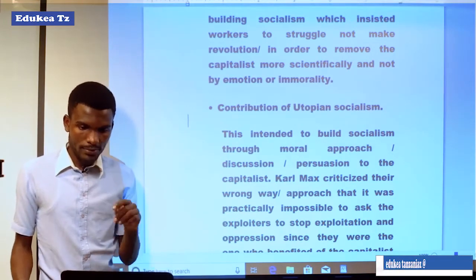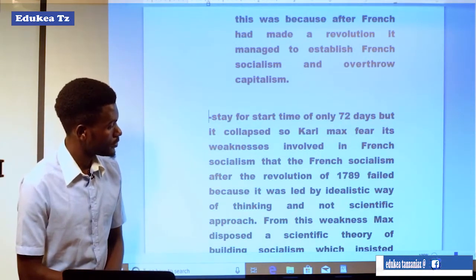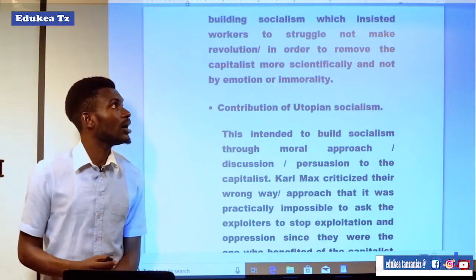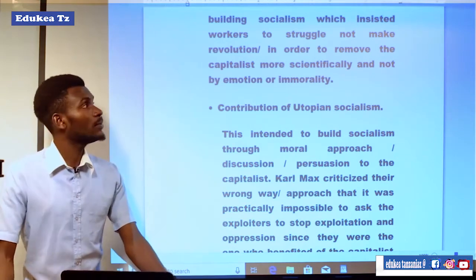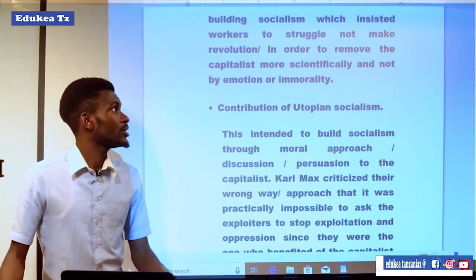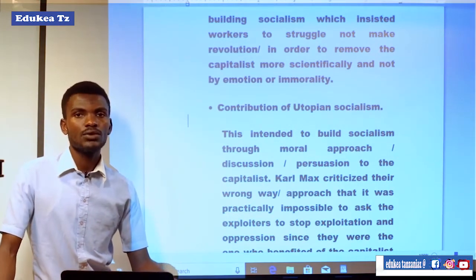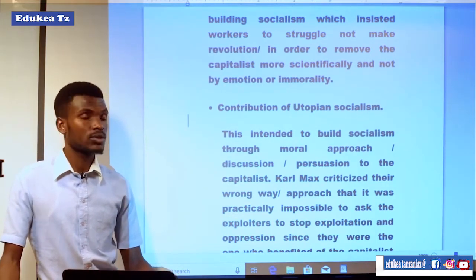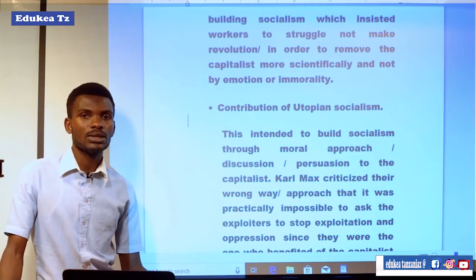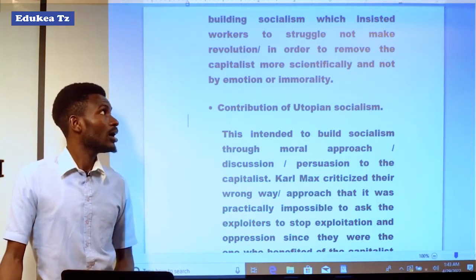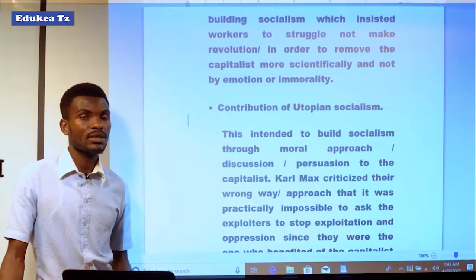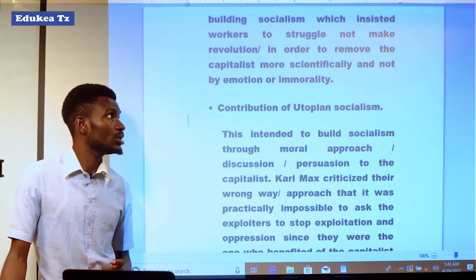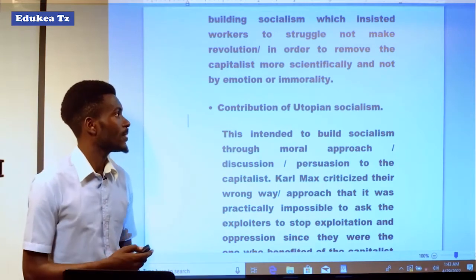To mean that, Karl Marx insisted the working class struggle to make the revolution in order to remove the capitalists who were acting evil in the society, which means the workers make the revolution scientifically and not through emotion and immorality.